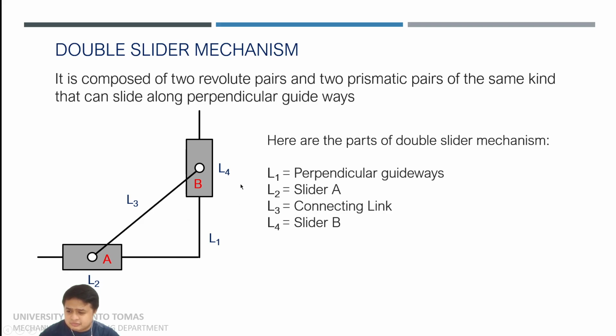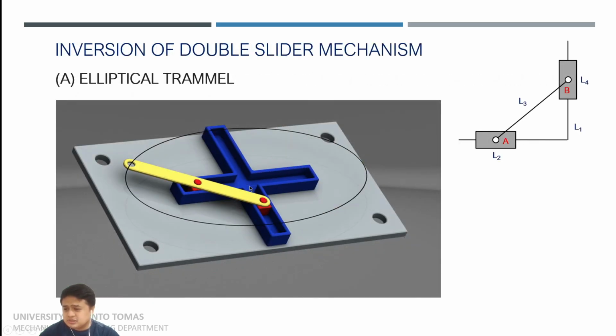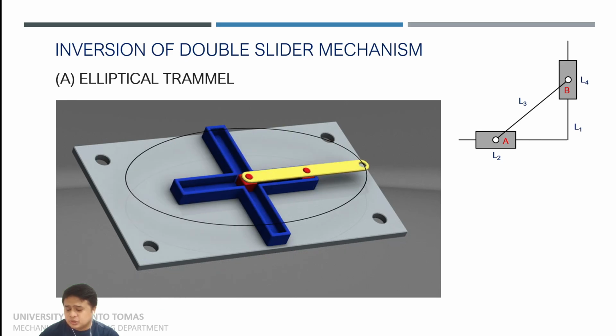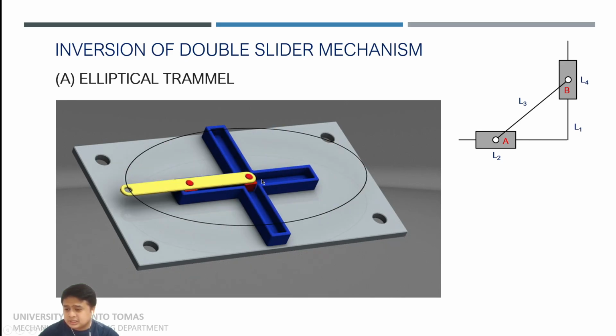So again, you have four links here. You have the perpendicular guideways, usually the frame or the guideway, L1. And then you have the slider L2, so the slider L2 can move freely. And then you have the connecting rod and then another slider. So the simplest inversion of the double slider mechanism is the elliptical trammel. You can use this to draw an ellipse.